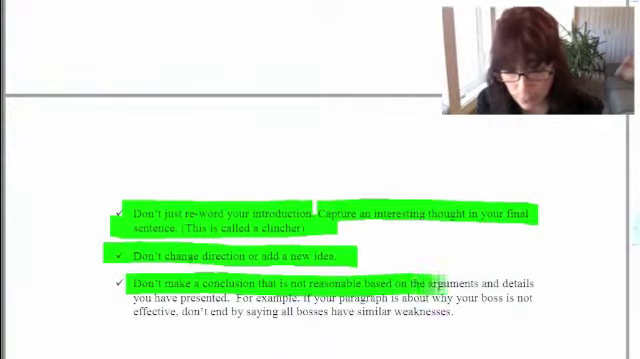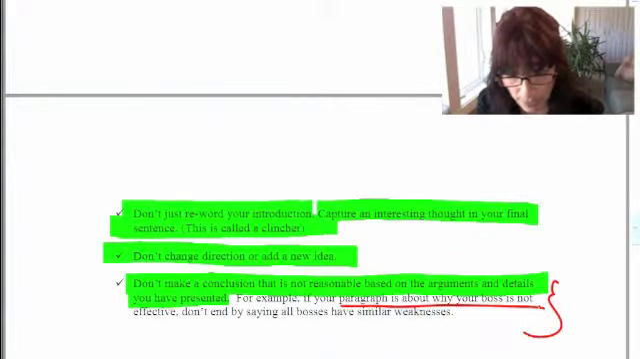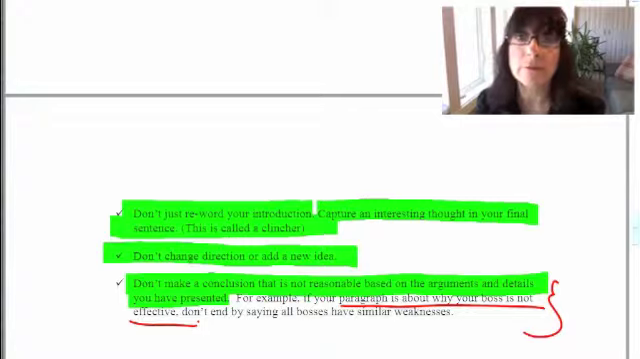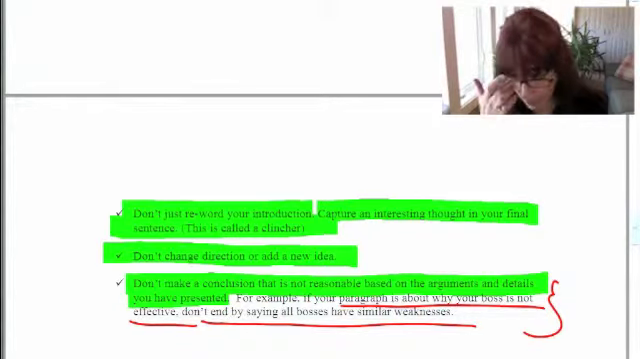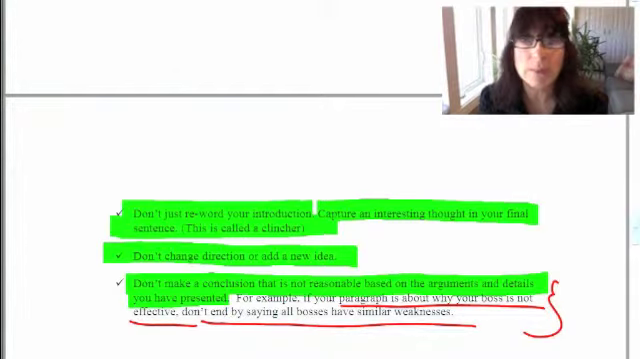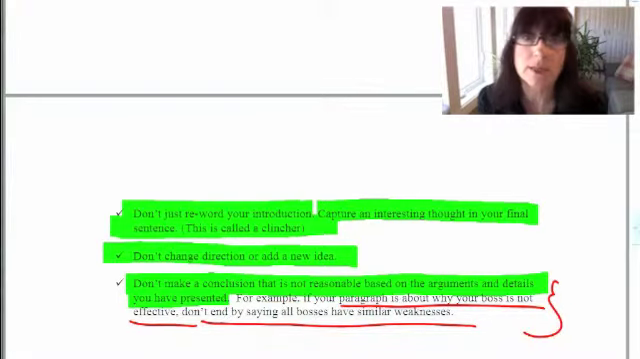And don't make a conclusion that isn't reasonable based on the argument and details you presented. What I mean by this is, I've given you an example right here. If your paragraph is about why your boss is not effective, don't end by saying all bosses have similar weaknesses. Even if you've talked about two bosses that have similar weaknesses, say weak managerial skills, you do not want to end with such an unreasonable statement by saying all bosses have similar weaknesses.